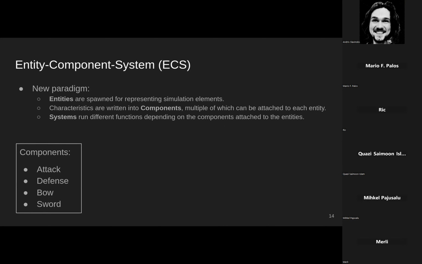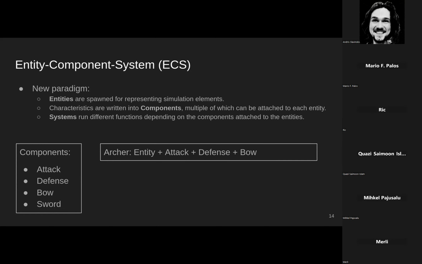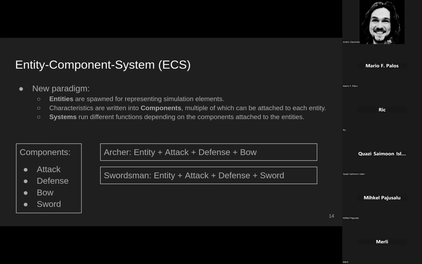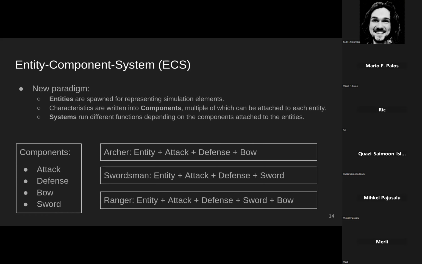So if we go back to the other example, you can have an attack, a defense, a bow, and a sword component. And then when you want to create an archer, you create an entity and attach the three components that you need. And for the swordsman, you add the three that you need. And for the ranger, you add them all. There's no repeated code here. And then you can have a system running that, for example, only checks the people with a bow. So it does the archer and the ranger, and it calculates the shot or whatever it is.